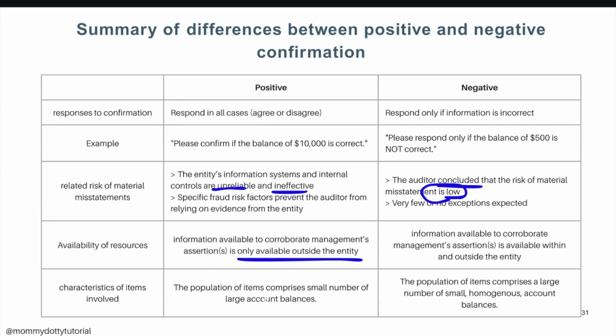So here, the volume is low, account balance is high. For the negative confirmation, the volume is high, balance low. Or the individual balance is low. While here, the volume is low, the account balance is high. It's the other way around. All right.